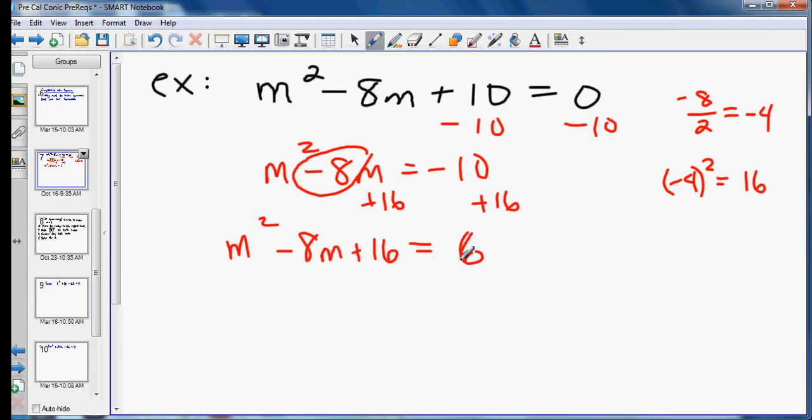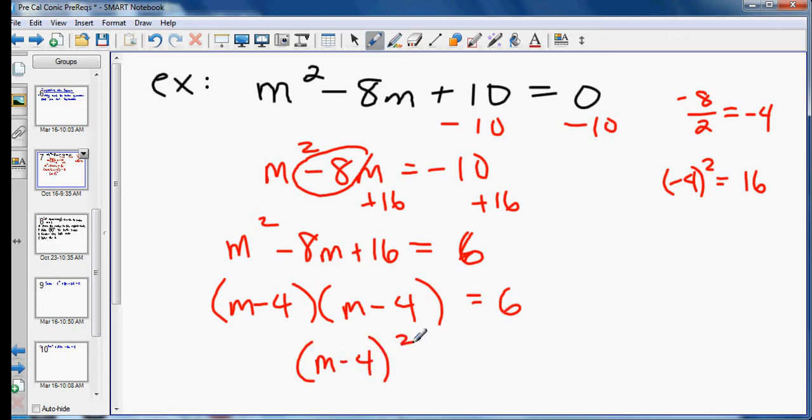So now that we've gotten to this point, we can factor the left side of the equation. We need to figure out what would multiply to be positive 16 and add up to negative 8. That would be negative 4 and negative 4. So you may notice that it's the exact same thing in both parentheses. It's the same term, m minus 4, m minus 4. So we can write this as m minus 4 squared.